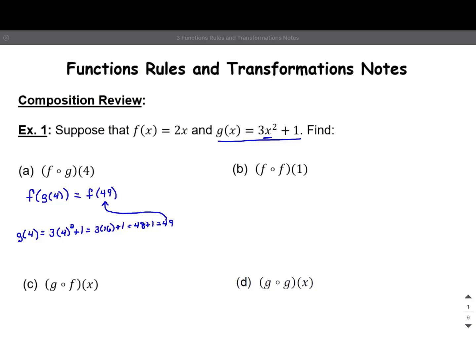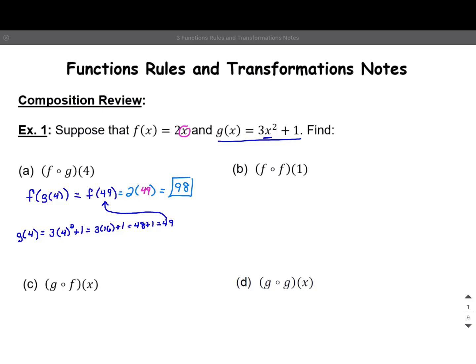So now in f, every place there's an x, we're going to put that 49. So it's 2 times 49, and 2 times 49 gives us 98. And there we go. We found the value of f composition g of 4.